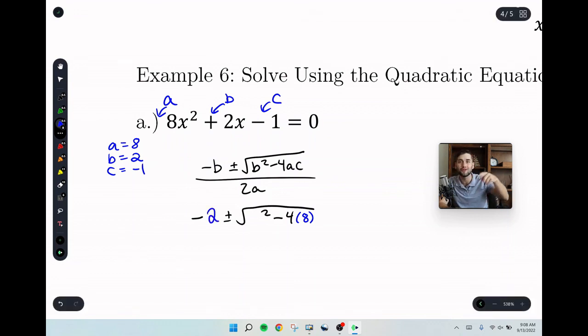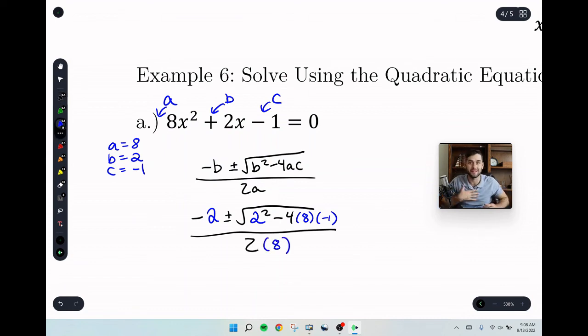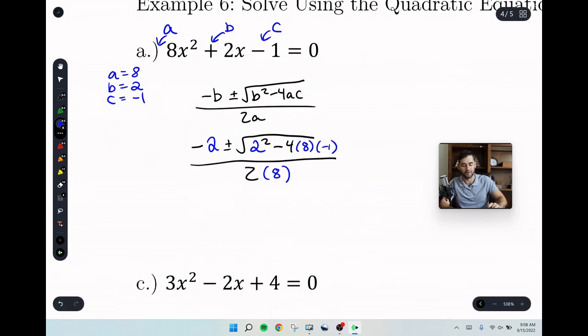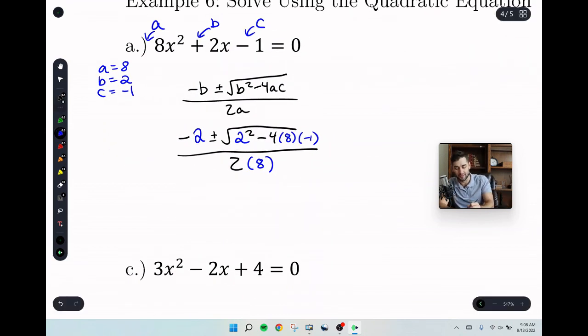Negative 2 plus or minus the square root of 2 squared minus 4 times 8 times, what's the next one? Negative 1 all over 2 times 8. Let me check, make sure, because I did make a mistake. Negative B plus or minus square root of B squared minus 4AC all over 2A, which is A. Perfect. And now we just do a little bit of arithmetic.